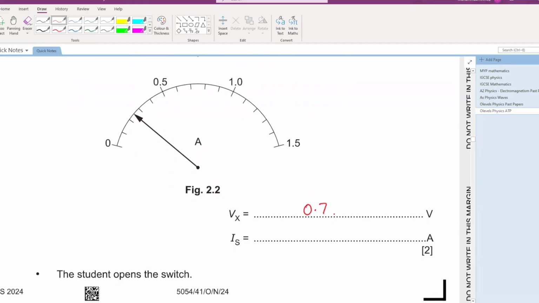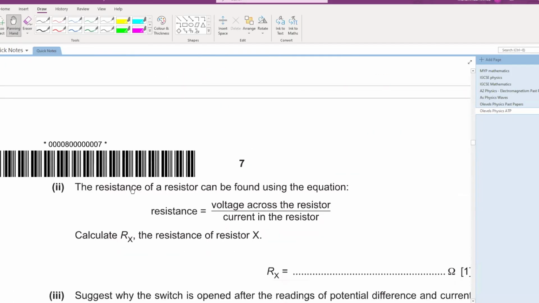What about the current? If you analyze, this is 0. This will be 0.1, 0.2, 0.3, and 0.4. If you realize the needle is lying exactly in the middle between 0.2 and 0.3, the current will be what? 0.25 ampere. The current will be 0.25 ampere. Now, the student opens the switch.